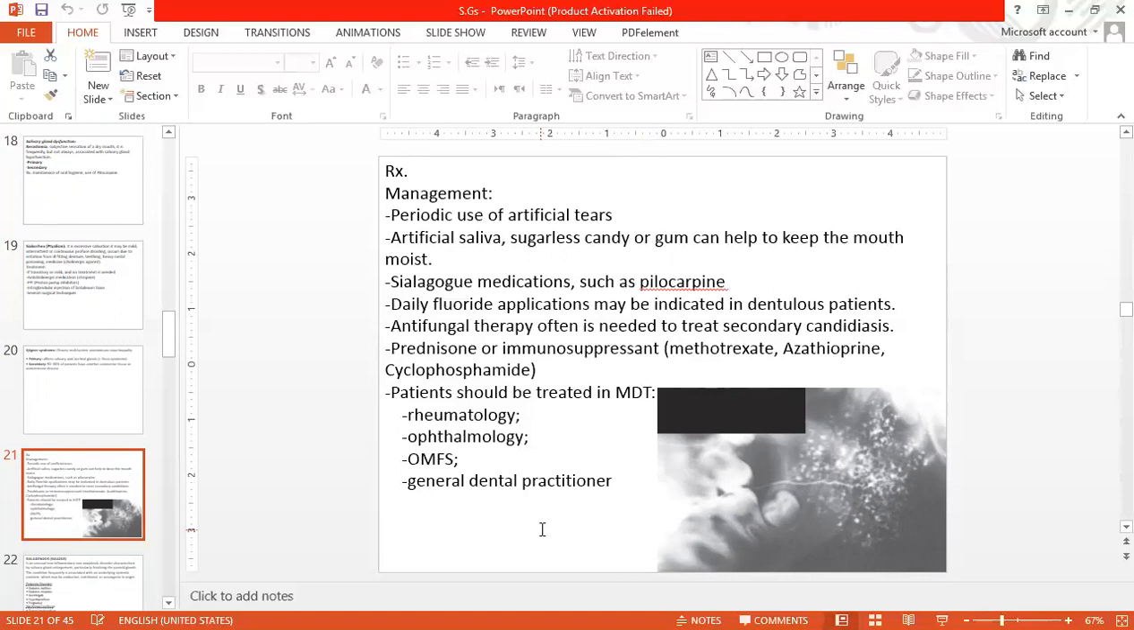And this picture is the sialogram, showing what we call a fruit-laden branching tree, or what we call punctate sialectasis, due to obstruction or destruction, sorry, of the ducts, leading to accumulations of contrast media in the lacunae or in the alveoli of the glands.